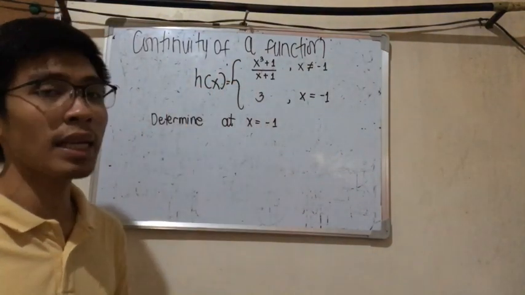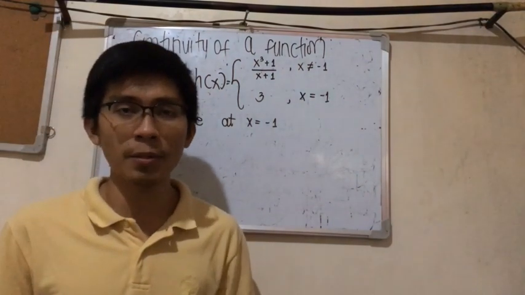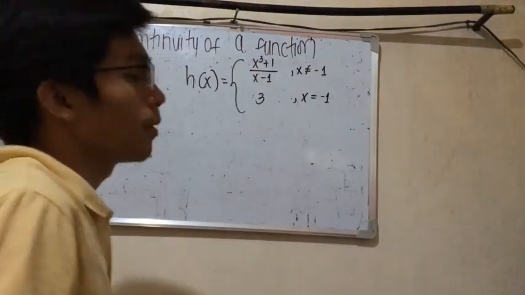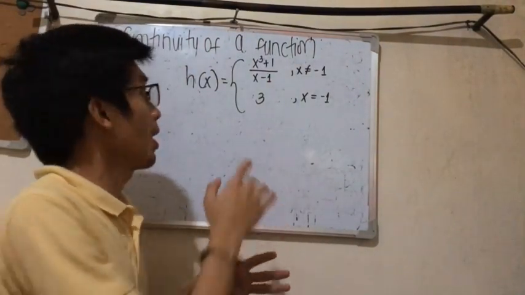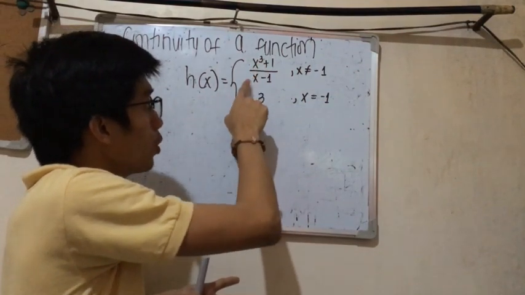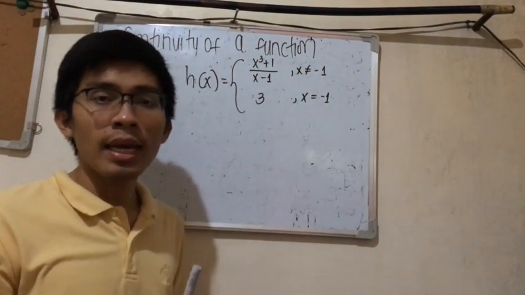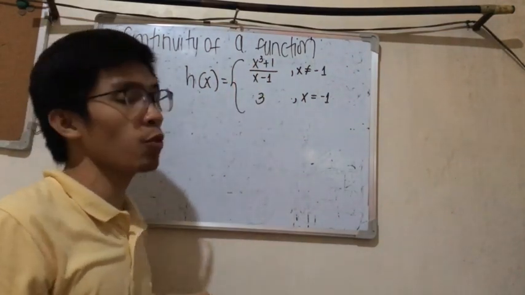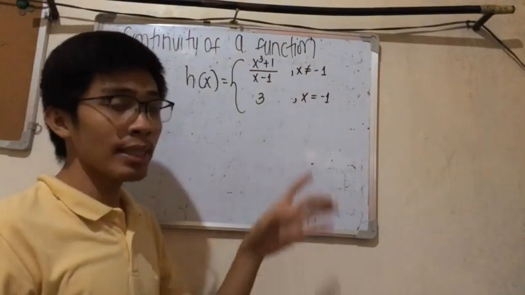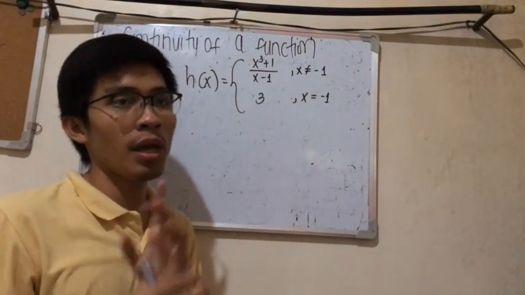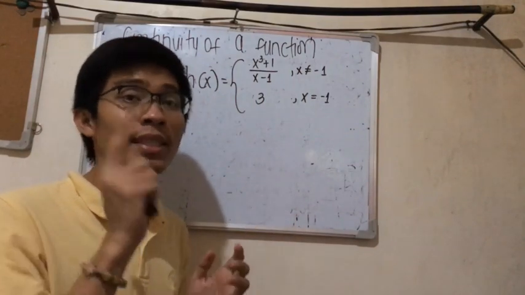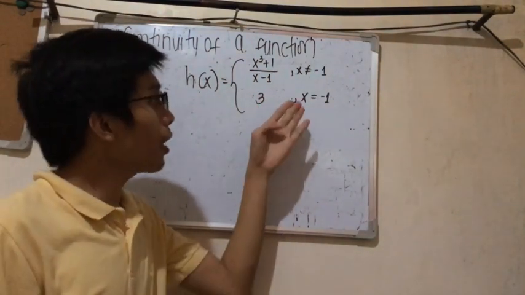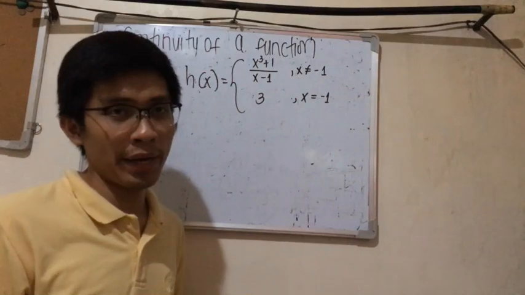Let's investigate this one. H of x, and obviously I have two functions over a specified domain, meaning this kind of function is a piecewise function. Again, this is our function. H of x is equal to x cubed plus 1 all over x plus 1. It only applies whenever your x is not equal to negative 1, therefore other numbers aside from negative 1. H of x should be 3 when your x is equal to negative 1.